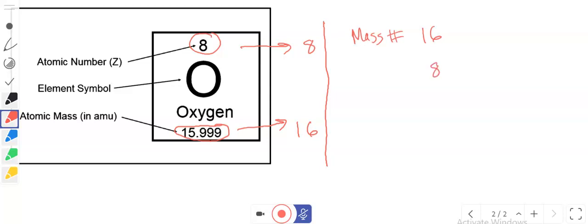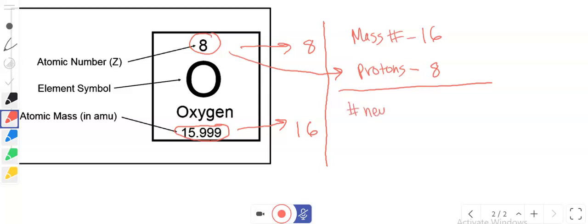Okay? So protons are 8. Okay? So I got that from here and I put it here. Okay? So in order for us to find the number of neutrons, we have to take the mass number and subtract from it the number of protons, the atomic number. So when we subtract 16 minus 8, it gives us the number of neutrons, which is equal to 8. Okay?